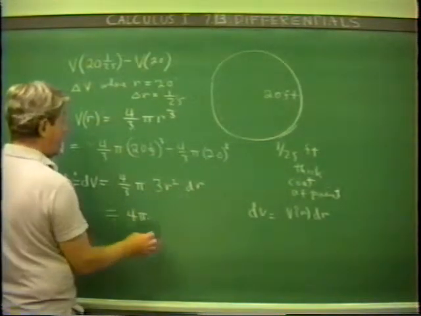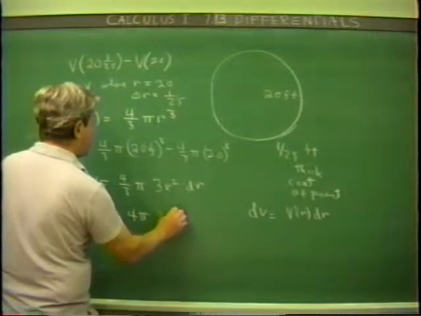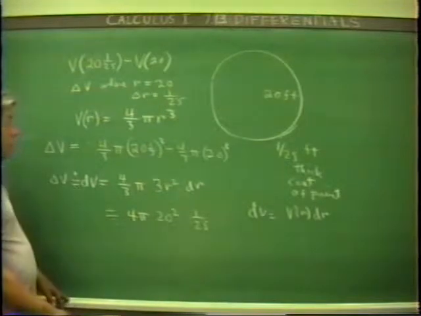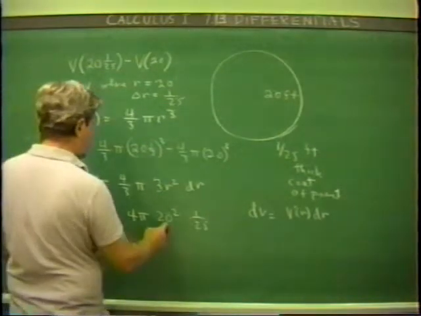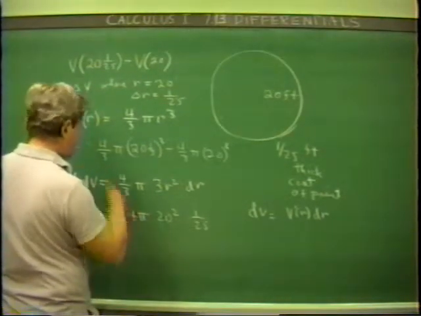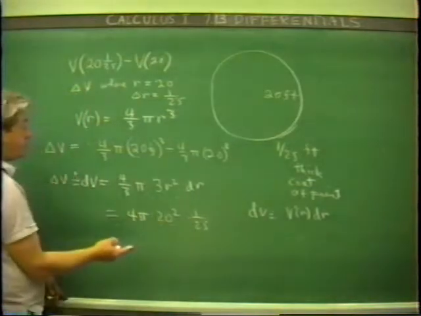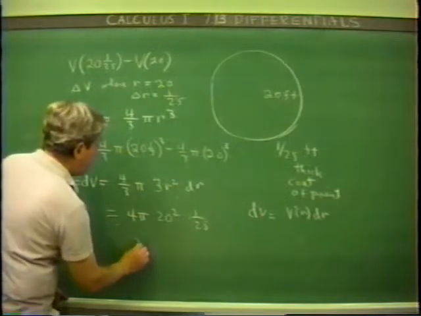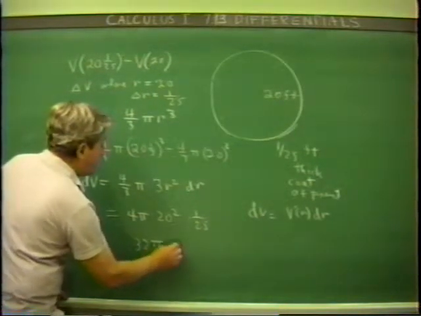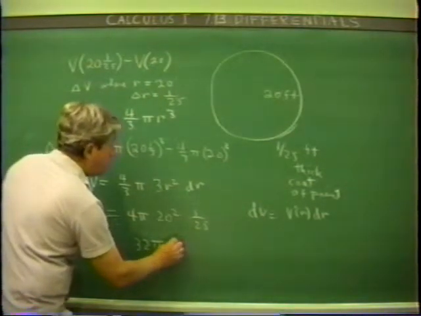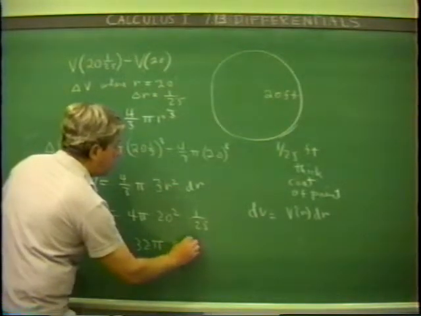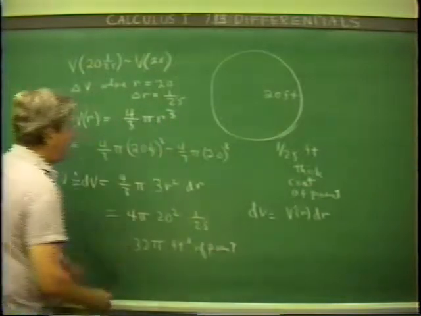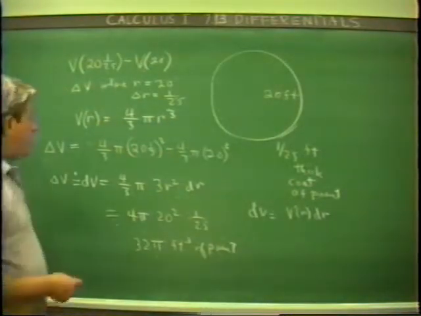So this says that delta V for our particular problem is, canceling the 3's here, 4 pi times 20 squared times 1/25th. 20 squared is 400, divided by 25 is 16, times 4 pi is... well, 20 squared is 400, divided by 25 is 8, so 32 pi cubic feet of paint.